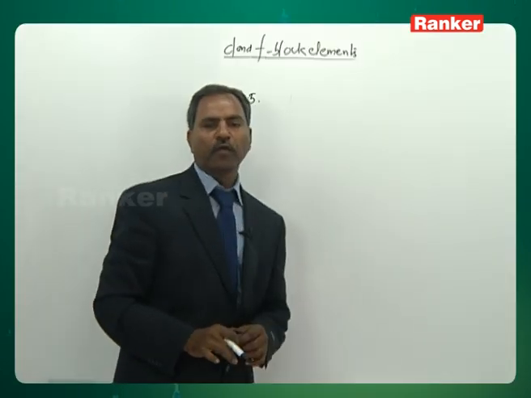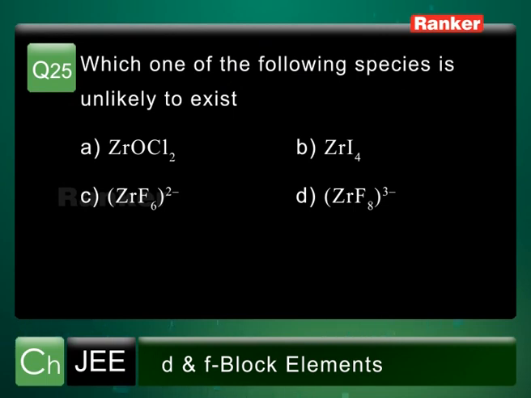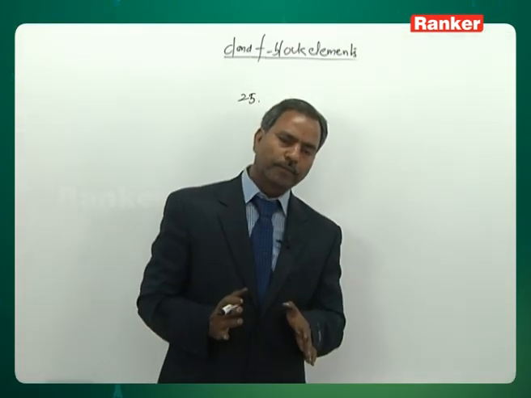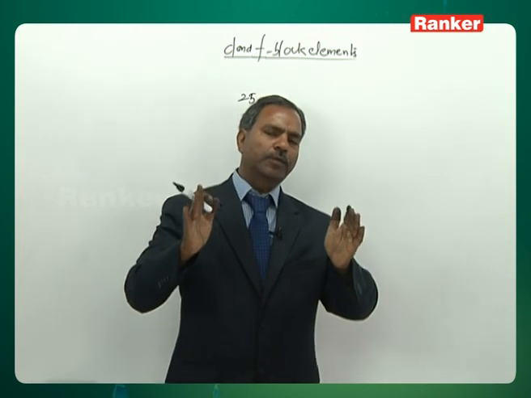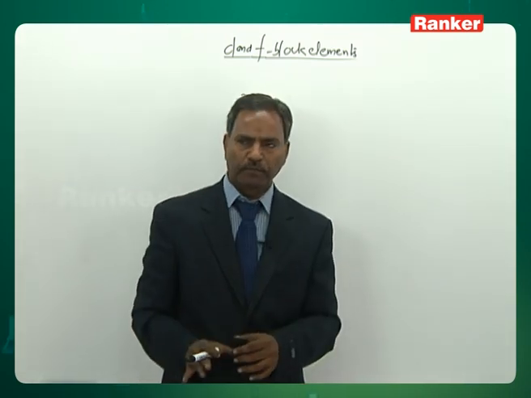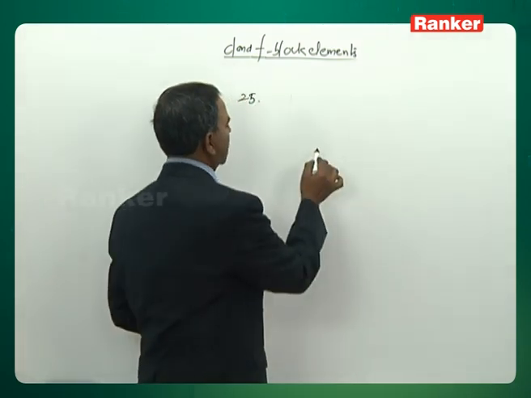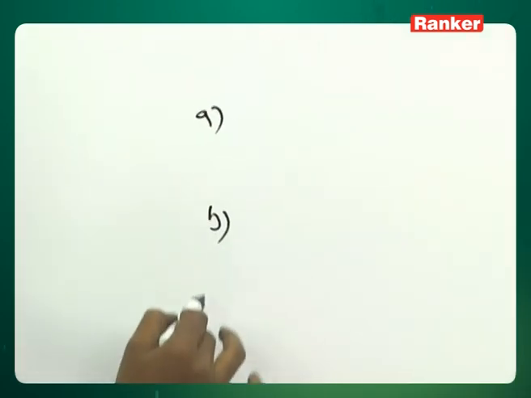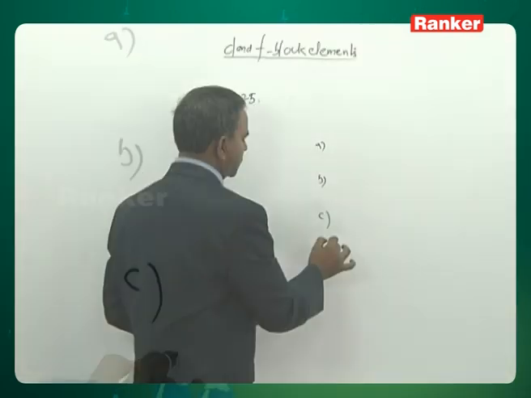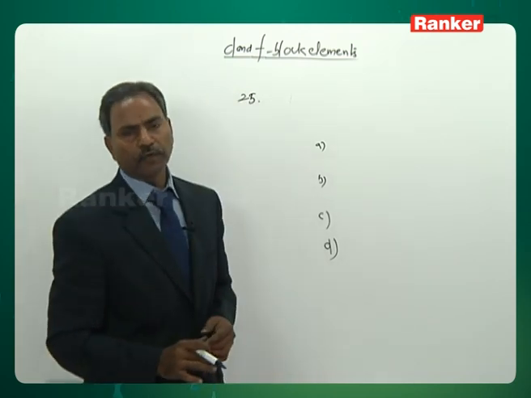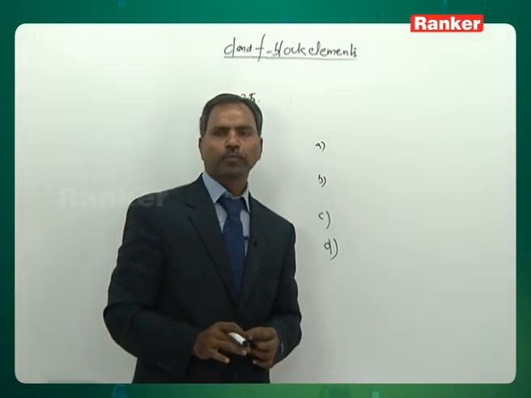Coming to question number 25, which of the following species is unlikely to exist? It's again one more interesting question. Before this, we have solved this type of question, two questions on vanadium. Zirconium is given here. What is the maximum possible oxidation state for zirconium? Yes, the maximum oxidation number of zirconium is +4, and it should not exceed +4.